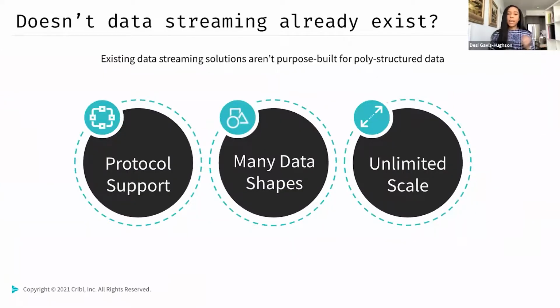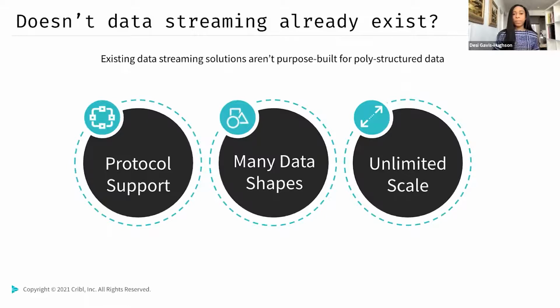So one question that might be popping up for you is, Desi, doesn't data streaming already exist? Yes, and the data streaming solutions that do exist are not purpose-built for polystructured data. On the other hand, an observability pipeline, which again is what Cribl LogStream helps put in place, it's purpose-built to work with even the most complicated data formats.